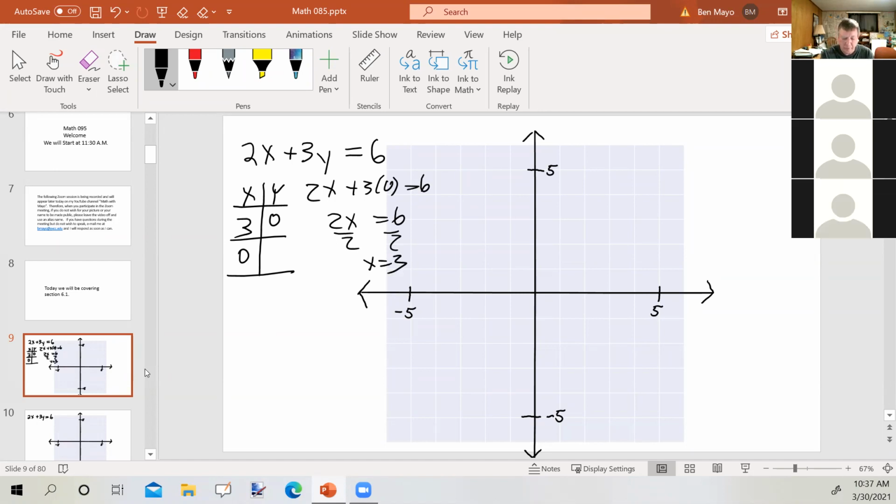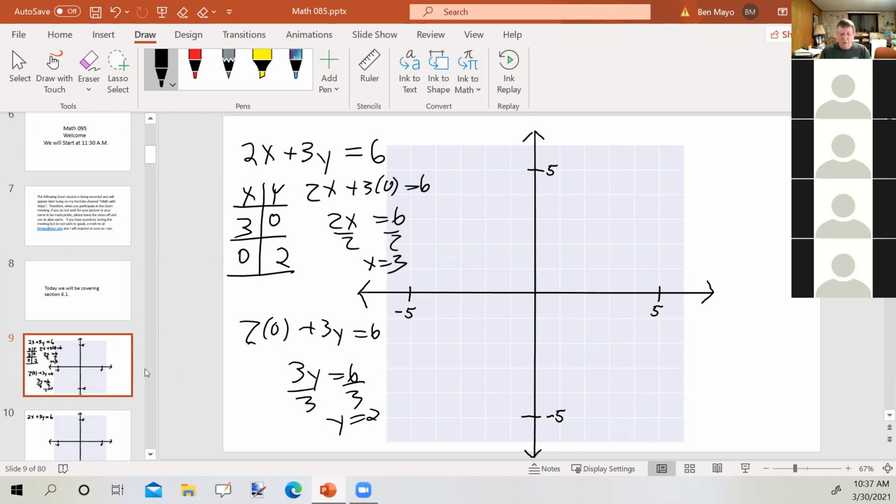If I find the y-intercept by setting x equal to 0, I get 2 times 0 plus 3y equals 6, or 3y equals 6. Divide both sides by 3, and y equals 2. So my x-intercept is at (3, 0). My y-intercept is at (0, 2). Having established those points on the line, I can now graph this linear equation.